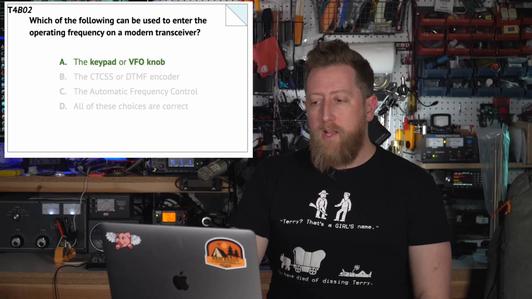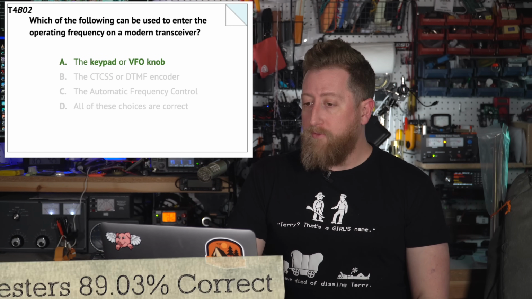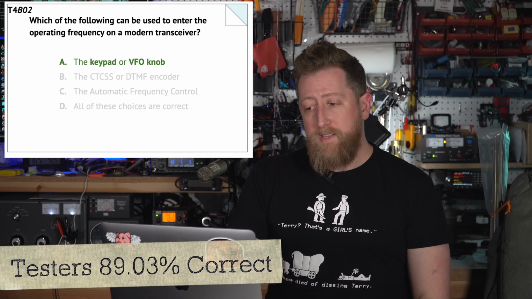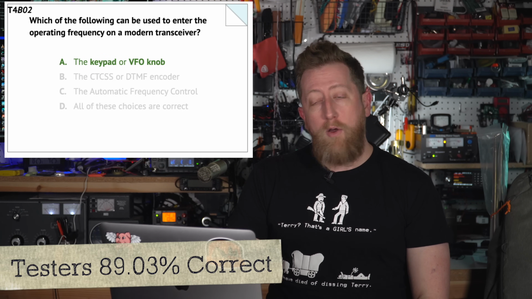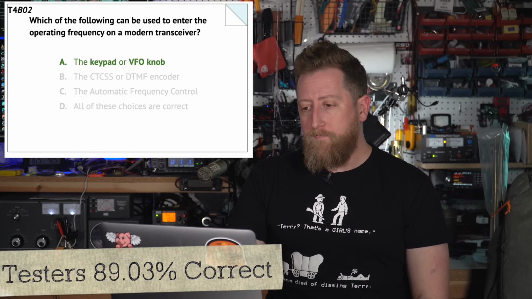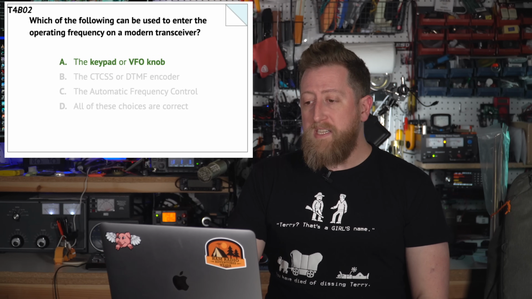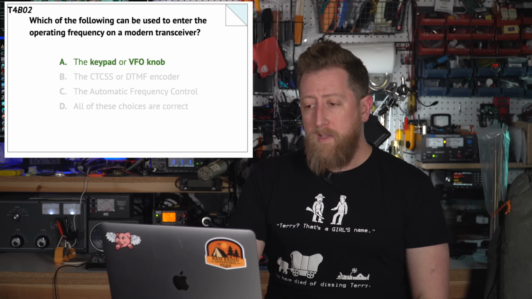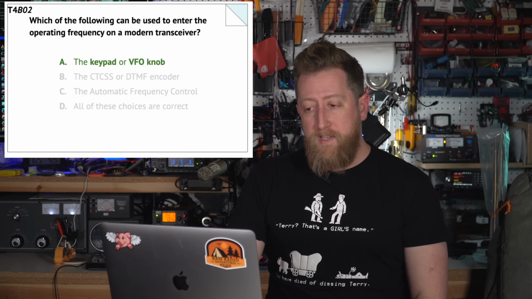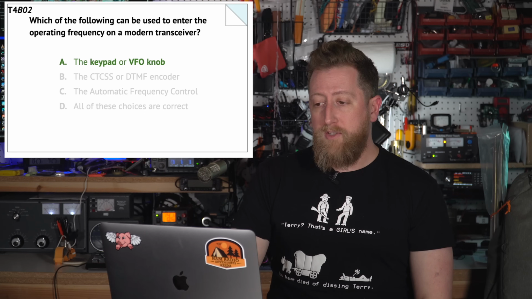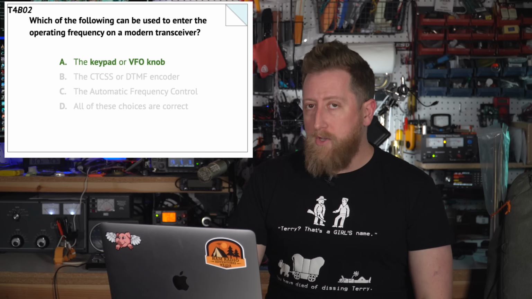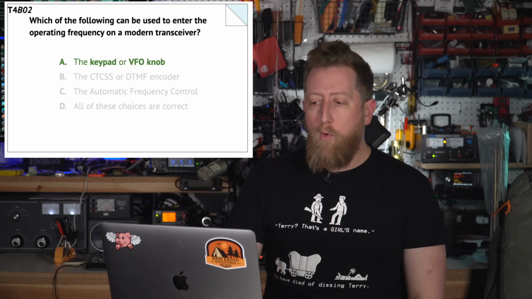T4B02, which of the following can be used to enter the operating frequency on a modern transceiver? A, the keypad or VFO knob. B, the CTCSS or DTMF encoder. C, the automatic frequency control. Or D, all of these choices are correct. There's really only one choice here. It's A, the keypad, or the VFO knob.